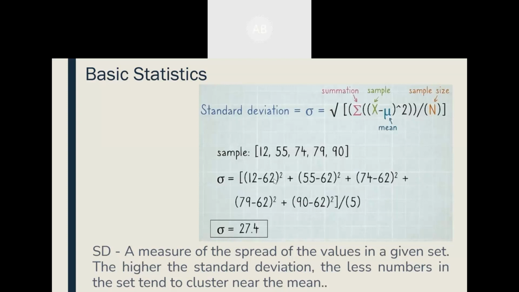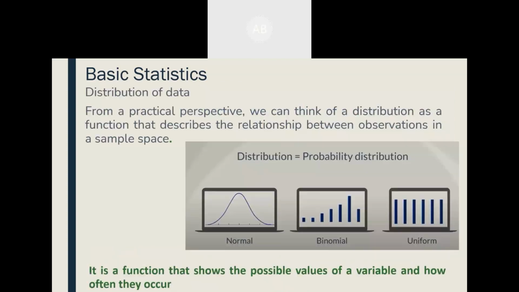Then, in order to find the standard deviation, you find the difference of each number from the mean, then you square these values and add them up. Then you divide that summation by the total number of values, in this case 5. And then you arrive at the standard deviation, which is 27.4 in this case. So these are some of the very basic parameters that describe the data set in a nutshell.